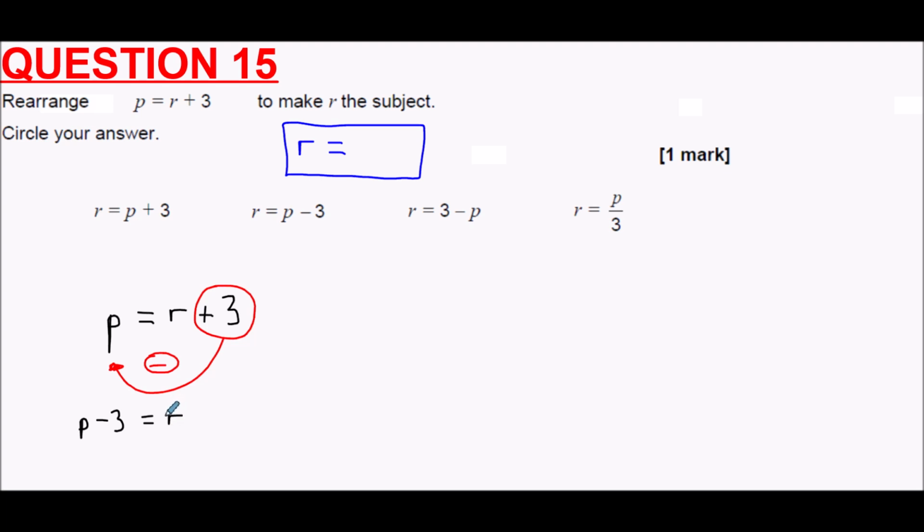So we've done the hard work, but it needs to be R written first. So R equals P minus 3. R has to be written first if R is a subject. And so the form we want it in is that R equals P minus 3. And so the one we need to circle here is the second option.